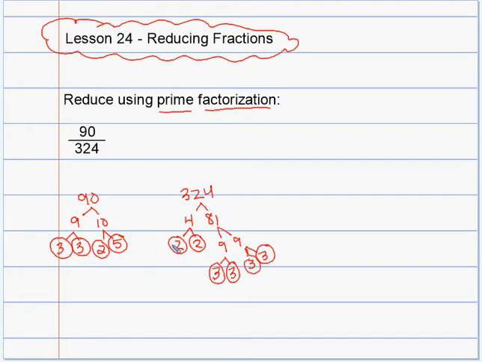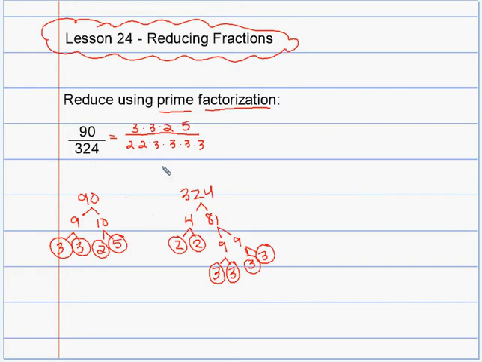Okay, so that's prime factorization. But what do we do with that? Well, 90 is 3 times 3 times 2 times 5. That just makes 90. So instead of writing 90 as 90, I can write it as the product of its prime factors. Okay, I'm going to do the same with 324. 2 times 2 times 3 times 3 times 3 times 3. Okay? So if I multiply that all out, I get the number 324.